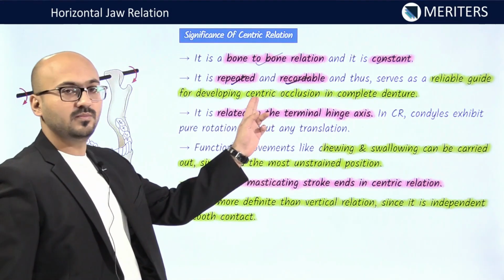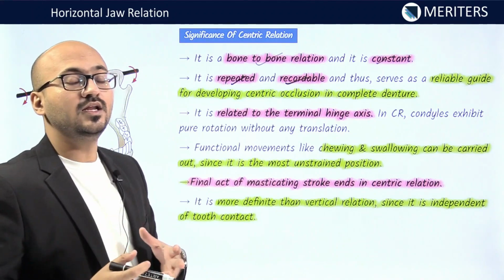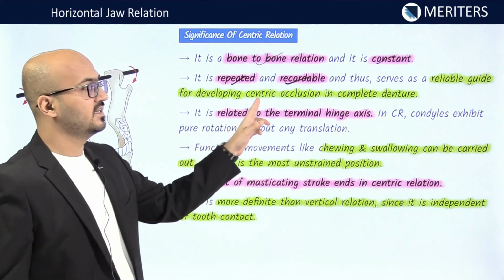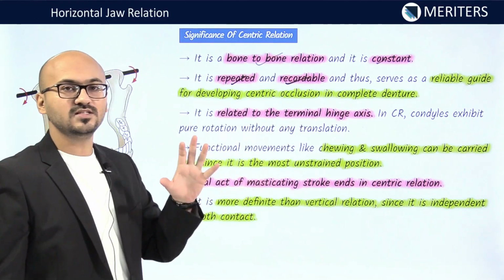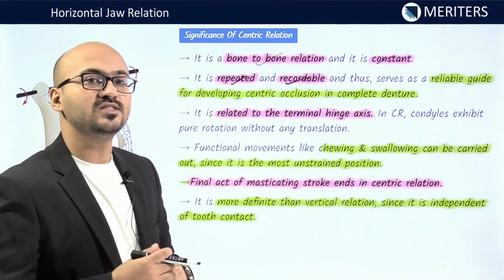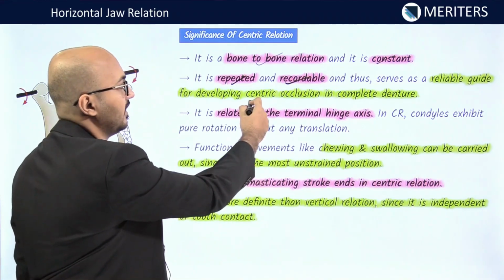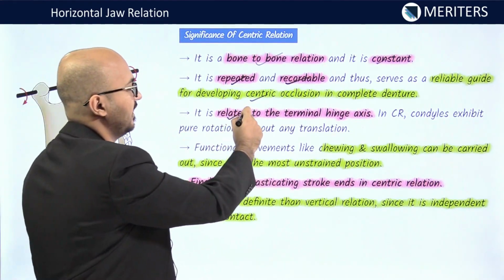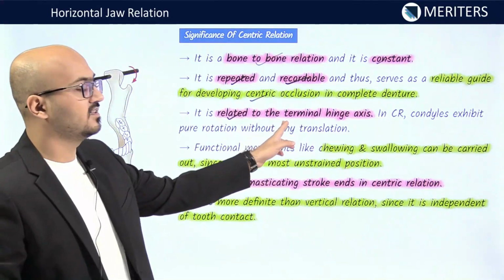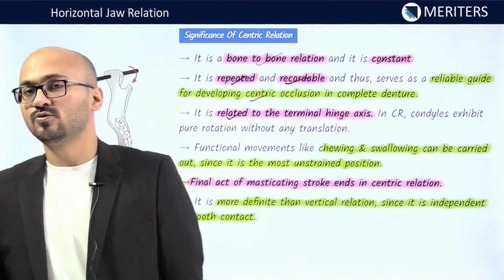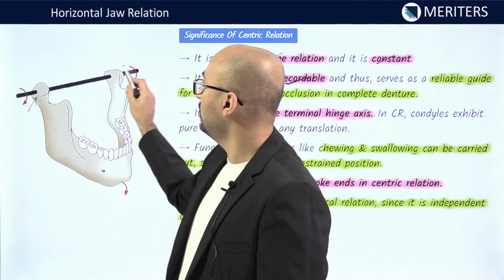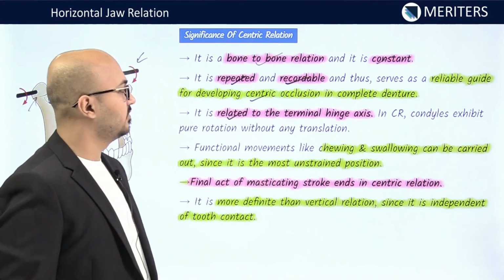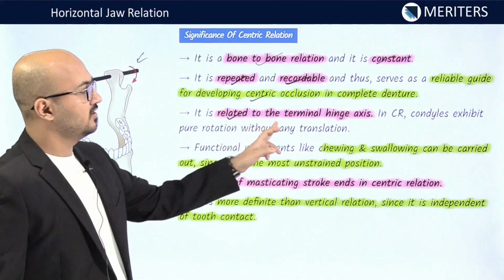Because it is very repeatable, it is a very clinically important relationship. That is why it is used in developing centric occlusion in complete dentures. Along this bone-to-bone relationship, we are going to establish our centric occlusion in complete dentures. Then next, it is related to the terminal hinge axis. Like I explained earlier, the terminal hinge axis is the axis passing through the center of rotation from one condyle to the other. So it is the rotary movement that occurs along this terminal hinge axis.